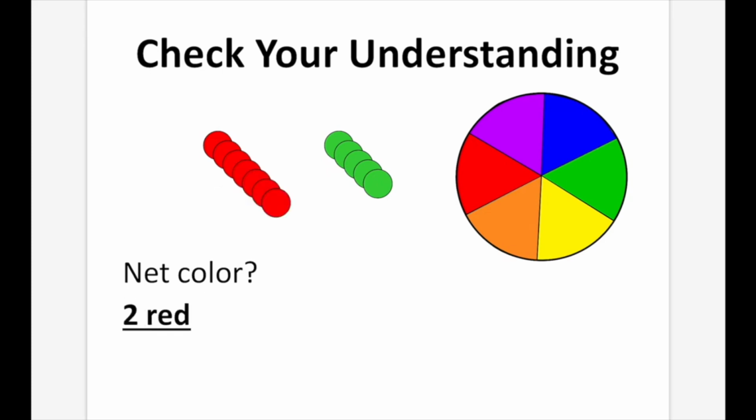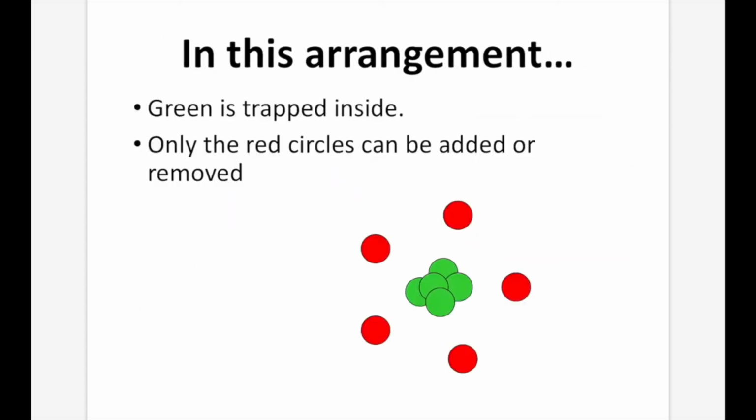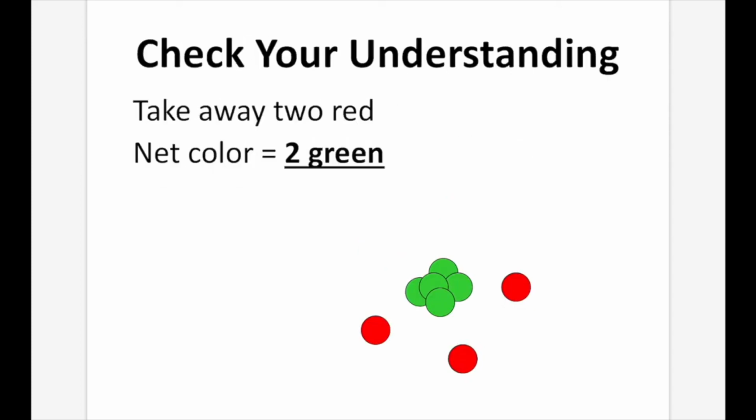How about now? Well, if we count our reds, we have 1, 2, 3, 4, 5, 6, 7 reds, and we have 1, 2, 3, 4, 5 green. So now we're going to have a net plus 2 on the red side. So now in this arrangement, the green are going to be trapped inside, and only the red can be added or taken away. Now if we take away 2 red, we're going to have 1, 2, 3 red, and we're going to have 5 green. So we're going to have a net color of plus 2 green.